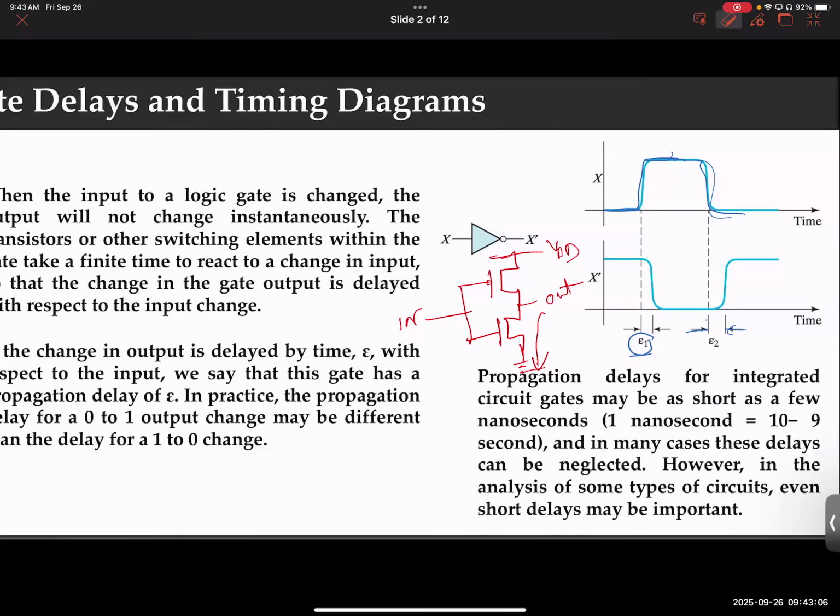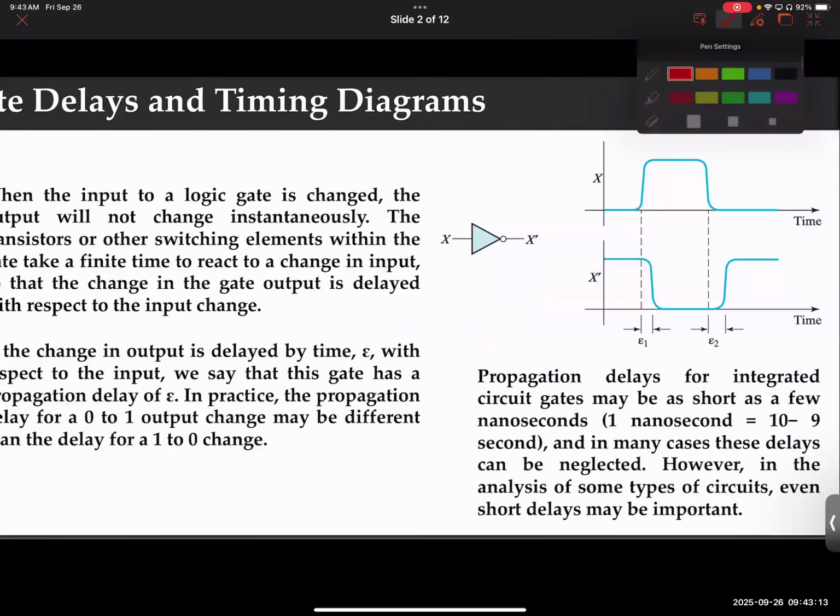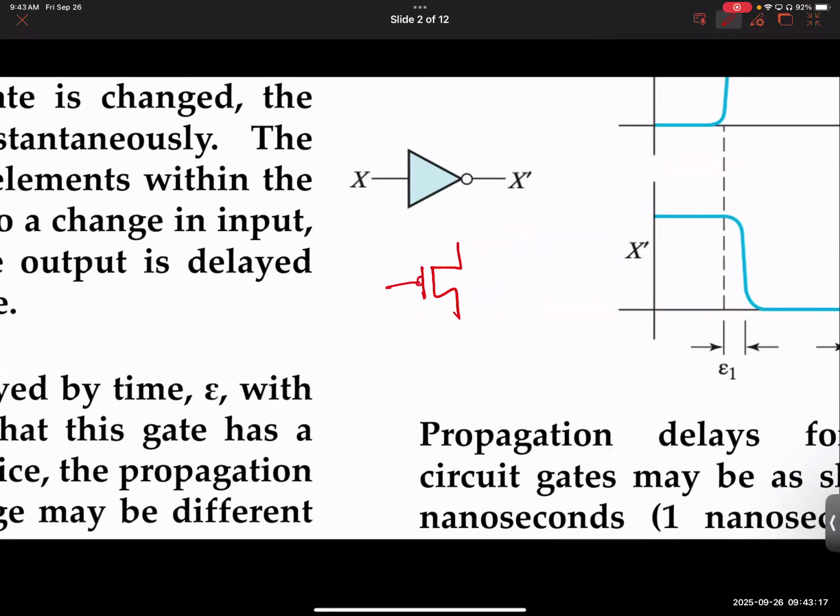So give me 1 second to clear it up. Trying to erase. Okay, forget it. Let me try to draw it again. So you have a PMOS and you have an NMOS. This is ground, this is VDD, this is input, this is output. When your output goes from 0 to 1, you basically charge it up. Now, tell me, when you're trying to charge a node, do you charge it from ground or do you charge it from the voltage supply?